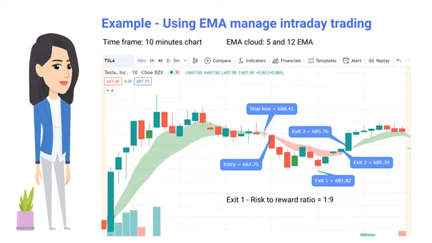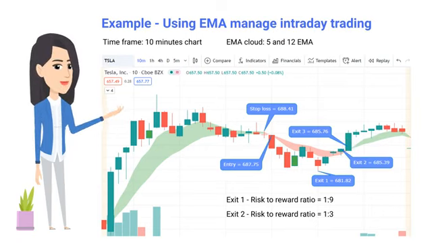The second exit point is by following the EMA rule. You exit when the candle closed above the EMA Cloud, where the stock reached $685.39. This trade would give you a risk to reward ratio of 1:3. The third exit point is where you wait until the EMA Cloud changed to green, which is when the stock reached $685.76. This trade would give you a risk to reward ratio of 1:3.